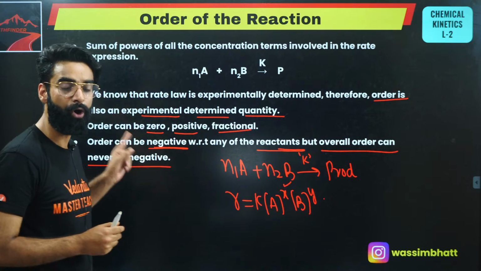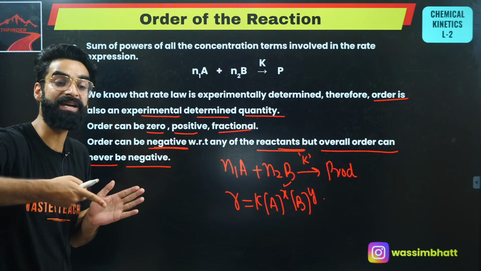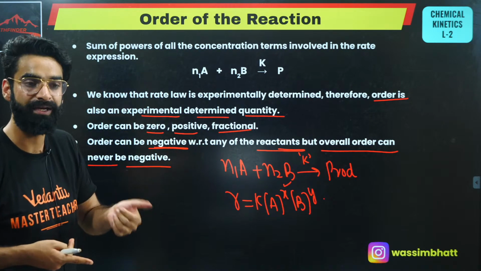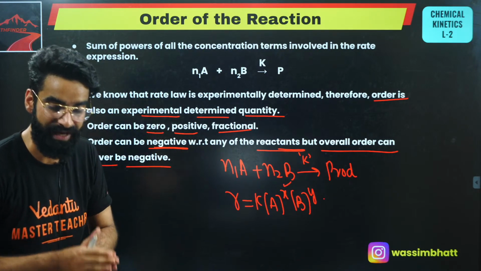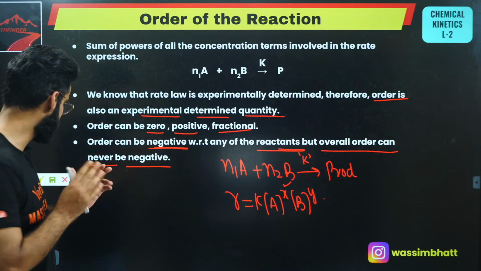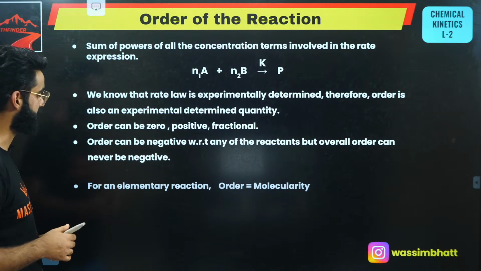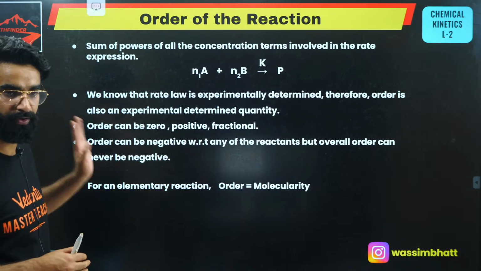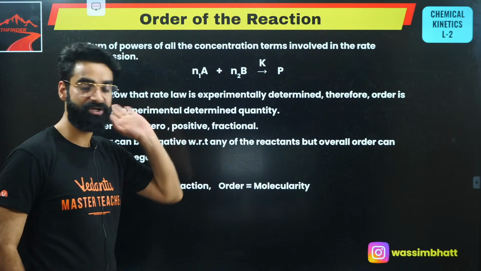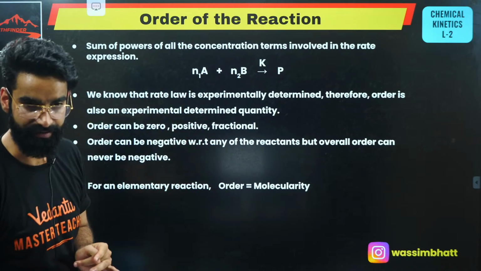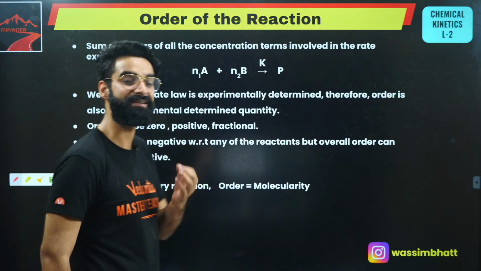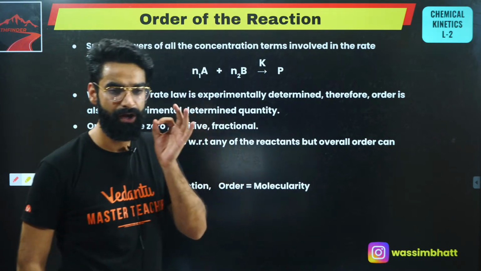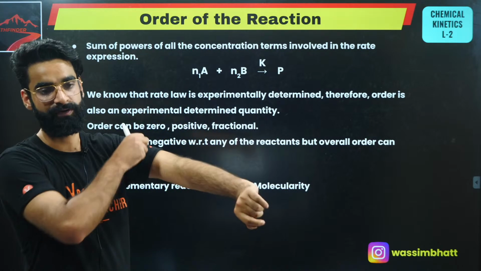That's why I'm writing order of the reaction with respect to any of the reactants, that means X or Y. X can be negative, Y can be negative, but overall order X plus Y can never be negative. Remember this, which is very important. Now comes one more important statement. For the elementary reaction, order is always equal to molecularity. If I have any elementary reaction which gets completed in a single step, its order is always equal to its molecularity.